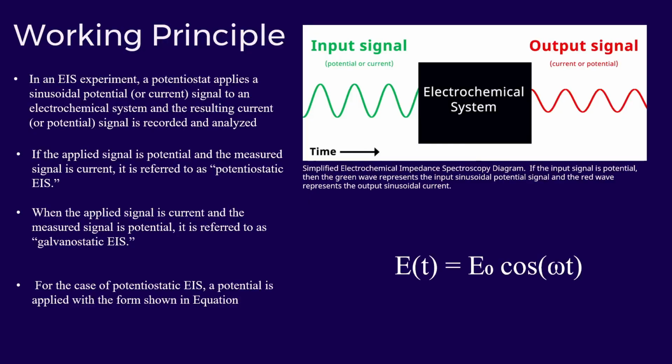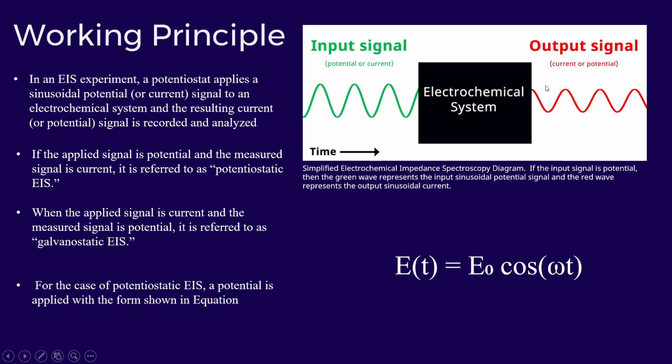So what is the working principle? In an EIS experiment, a potentiostat applies a sinusoidal potential, as you can see in this figure. A sinusoidal voltage or current is provided to an electrochemical system. This can be an electrochemical cell or anything that is under investigation. And the resulting current signal is recorded and analyzed.